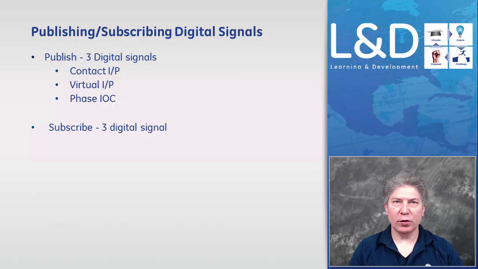In the first demo, we will configure two UR relays, one to publish three digital signals, the contact input, virtual input, and the phase instantaneous overcurrent, and the other to subscribe to these digital signals. The digital signals have been enabled and advanced. The UR relay connections have been named as publisher and subscriber to make the demo easier to follow. The IEC 61850 protocol panel is available in EnerVista software from both the online window and the offline window. We'll be working from the online window, so let's begin with the publishing side.